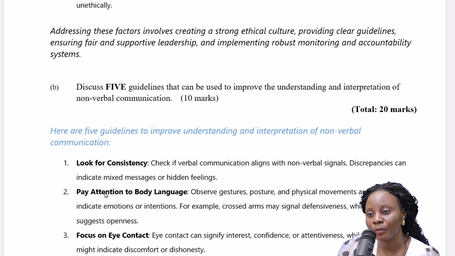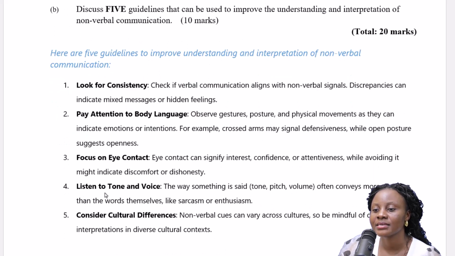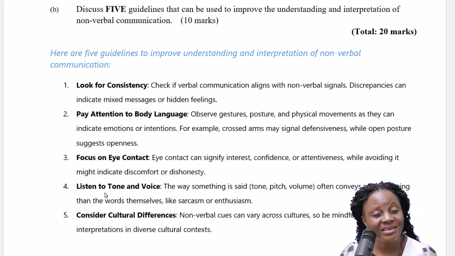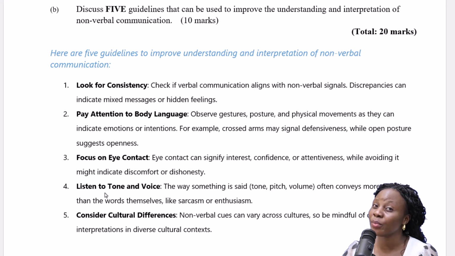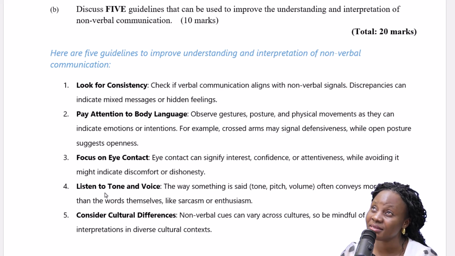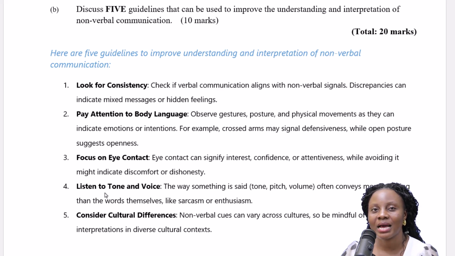Question B of our number 6. Discuss 5 guidelines that can be used to improve the understanding and interpretation of nonverbal communication. What are some of the guidelines that you could use to ensure that you understand nonverbal communication well? We said nonverbal communication is the communication that takes place in absence of words, just signals, body language, etc. So what are some of the guidelines you'll use as a person to ensure that you understand this nonverbal communication?